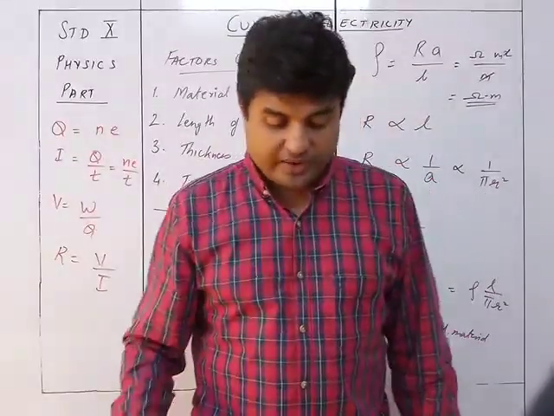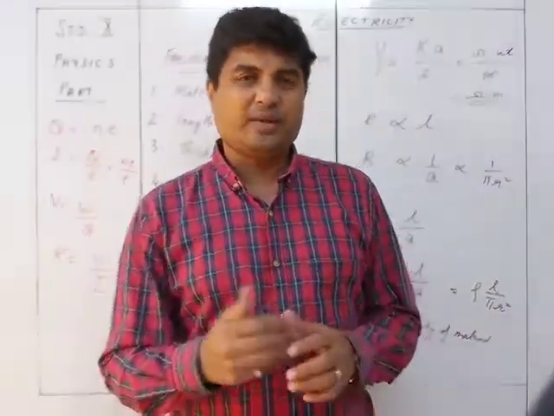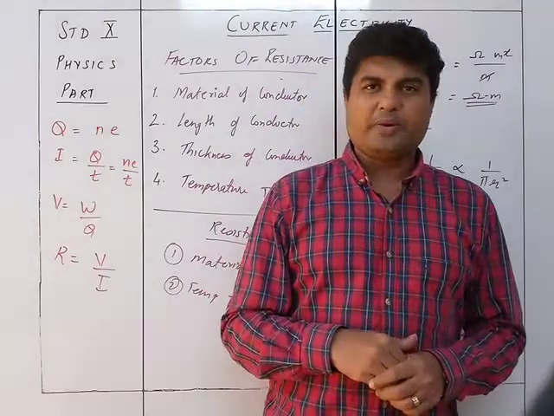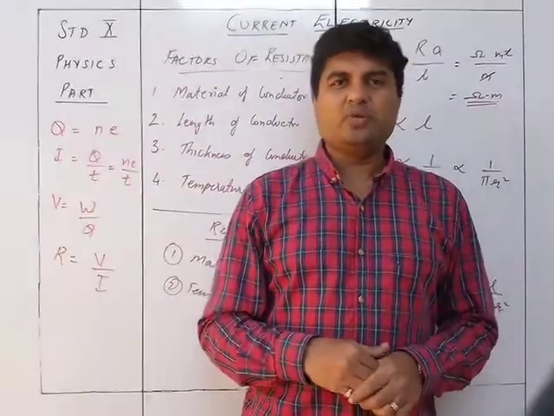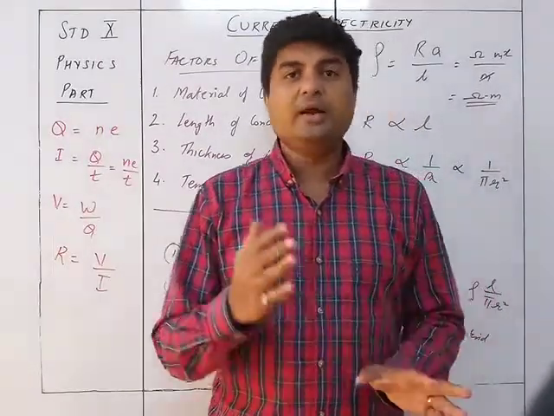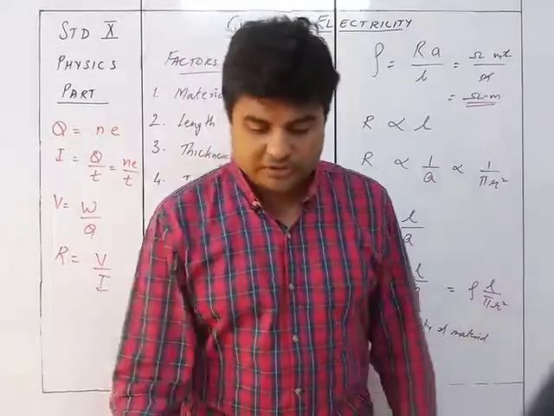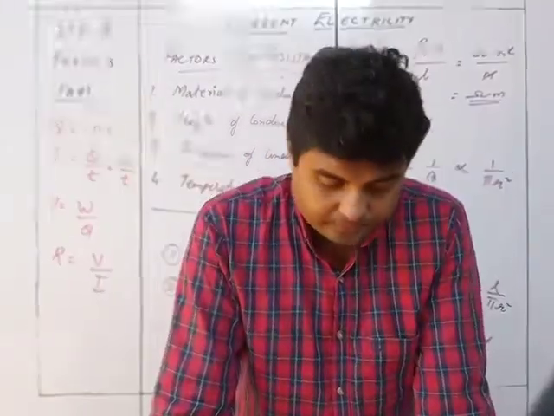So that's why when we see the numericals, we are just going to take this part also. So they will come to know exactly why, if the length is doubled, the resistance becomes 4 times. We'll take that thing.